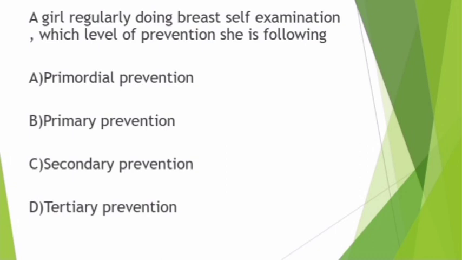A girl regularly doing breast self-examination. Which level of prevention is she following? A, primordial prevention. B, primary prevention. C, secondary prevention. D, tertiary prevention. Breast self-examination is the early detection or screening test for breast cancer. So all the screening tests will come under secondary prevention. Early detection and treatment will come under secondary prevention. The correct answer is option C, secondary prevention.